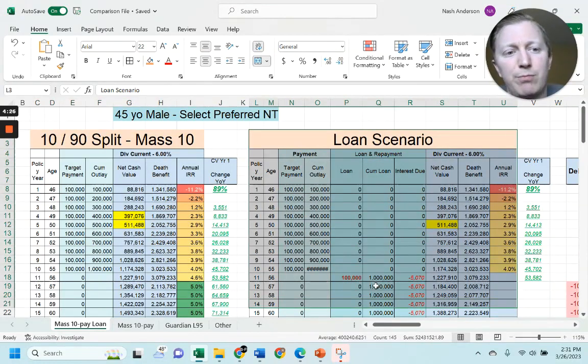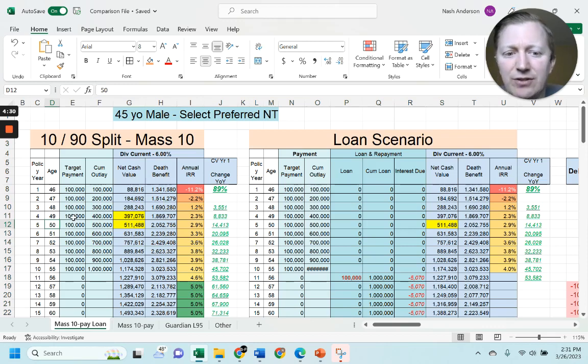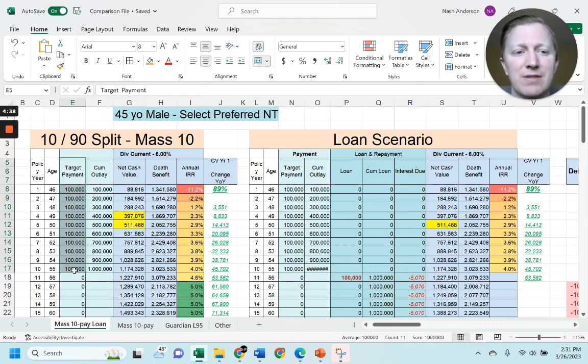Okay, here I've got the growth scenario on the left and the loan scenario on the right. I've just put these numbers into Excel so they're easier to read and look at here. So the target payment here is $100,000 for 10 years. Now with Mass 10-pay specifically, you don't have that LISR rider attached. Otherwise, it would drag down the performance. It's just pure AILR. Both of those are PUA riders. However, the difference is very important.